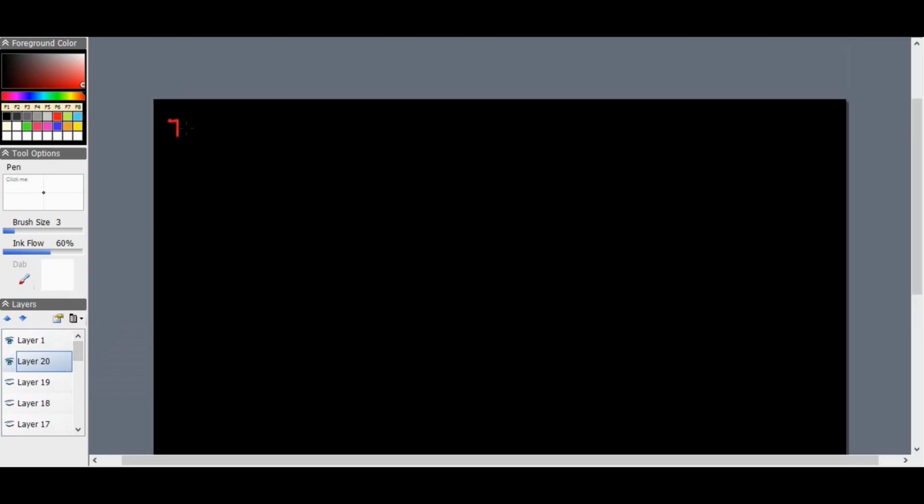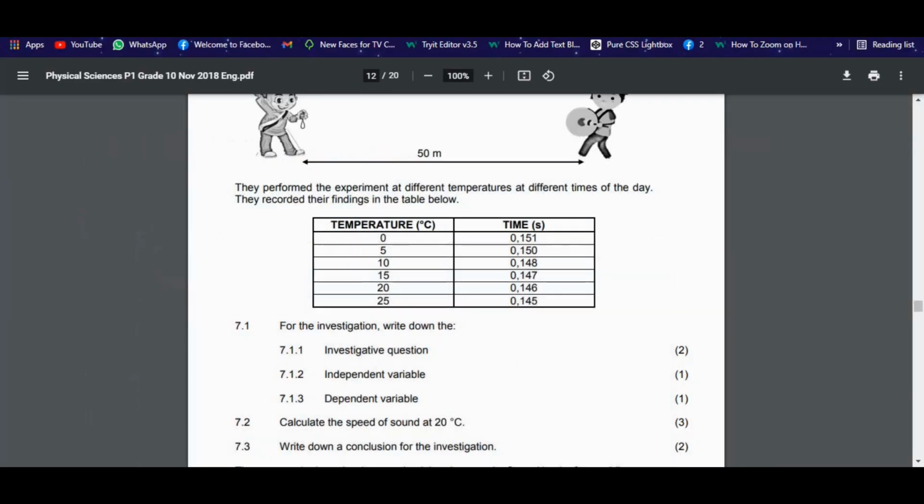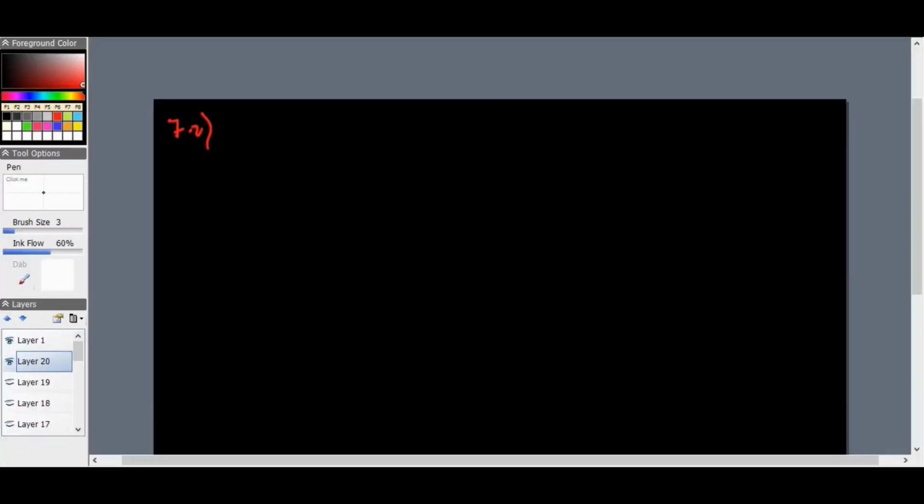Okay, 7.2. Calculate the speed of sound at 20 degrees Celsius. So it's 20 degrees Celsius. We have the time there, which is 0.146 seconds, and it's at 50 meters. Well, let's use an equation found in mechanics. Let's take delta x over delta t. So let's take 50 meters, and the time was 0.146.